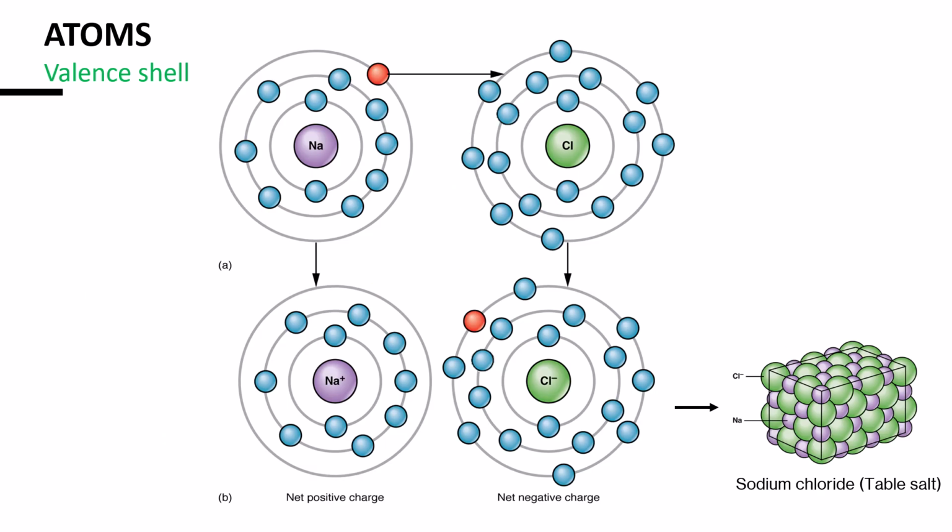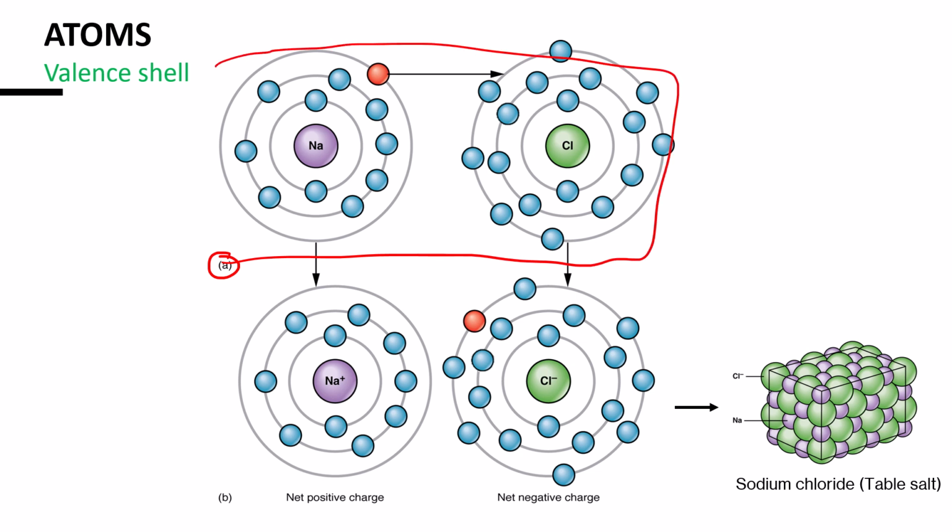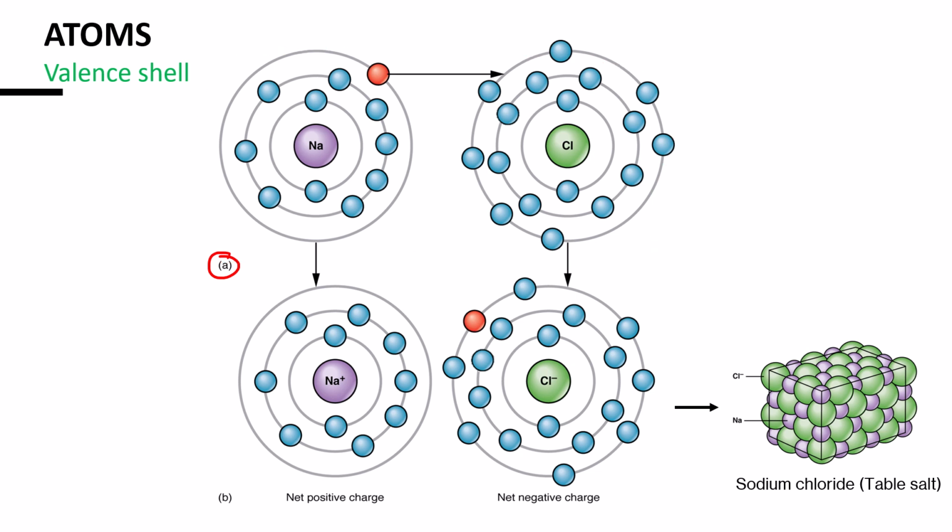All right, first I want you to pay attention only to this upper portion, only this part. And by looking at this, we have two different elements. The first one is sodium. Remember, the symbol for sodium is Na, and Cl is the symbol for chlorine. So, chlorine and sodium.